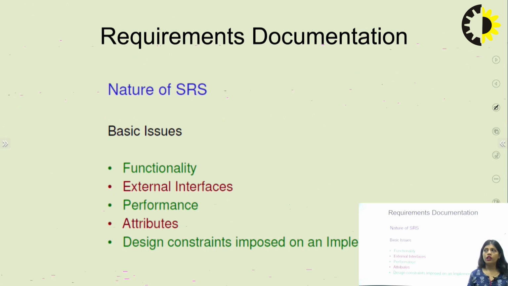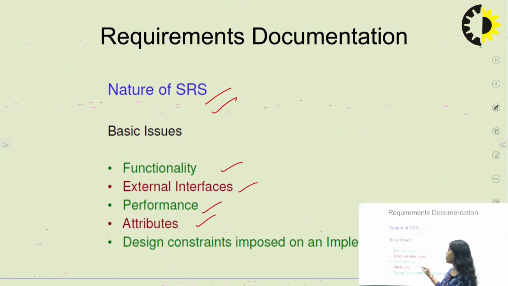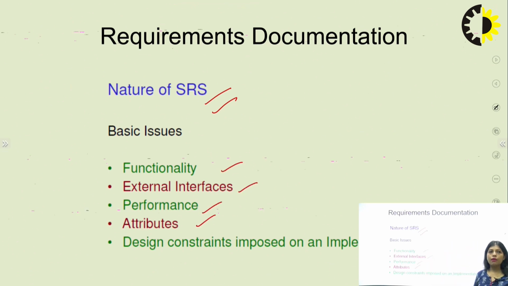Means what the nature we have. So the nature of SRS are: first, we have functionality. Second is external interfaces. Third is performance. And fourth is attributes. They have some attributes. And the last one is design constraints imposed on an implementation. So these are all the parameters which we have to think about and focus on while developing the SRS.